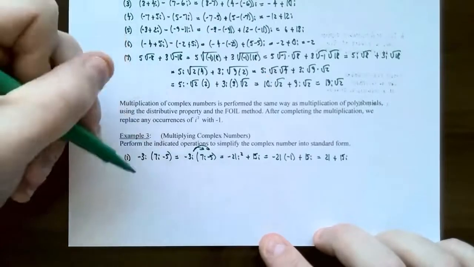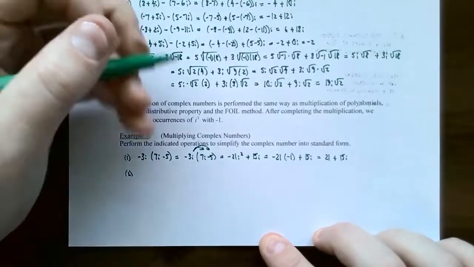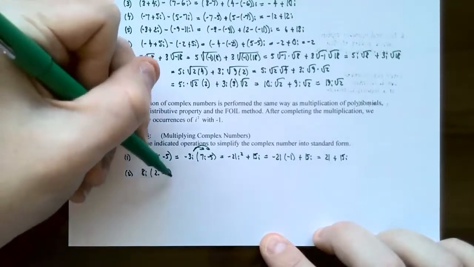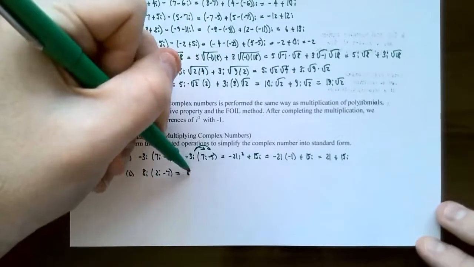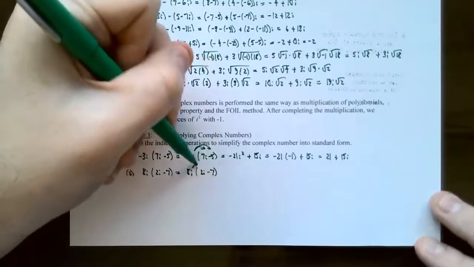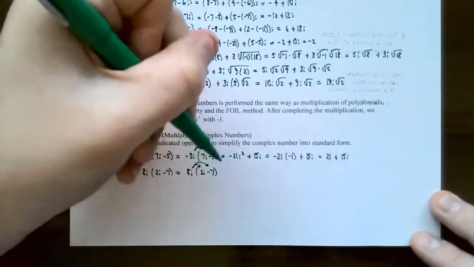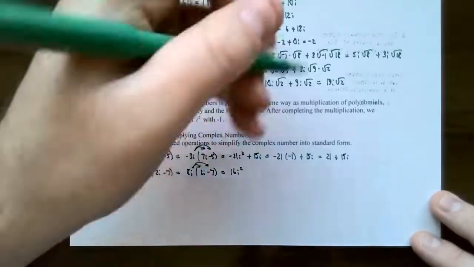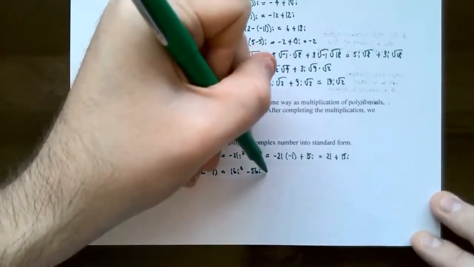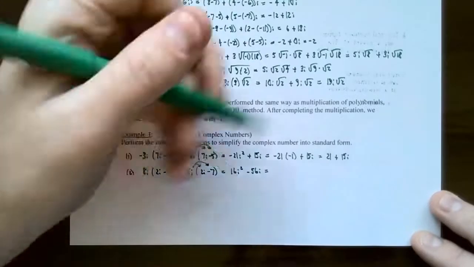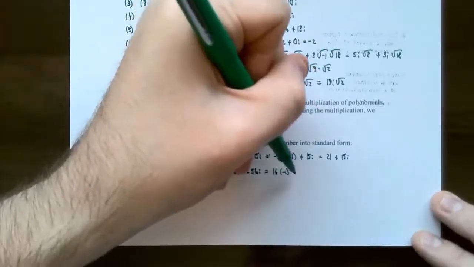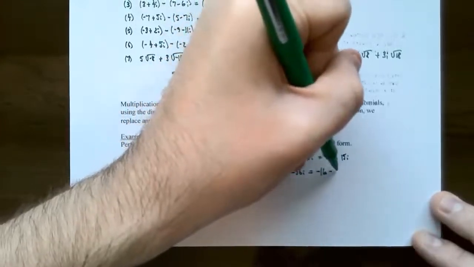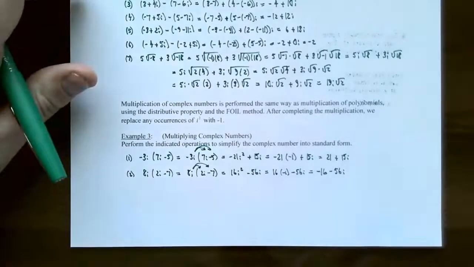Okay, number 2. 8i on the outside times 2i minus 7. So again, use the distributive property to take 8i times each of the terms. So 8i times 2i, 8i times negative 7. So 8i times 2i is 16i squared. 8i times negative 7 is negative 56i. And then i squared becomes negative 1 again. So 16 times negative 1 minus 56i. 16 times negative 1 is negative 16. So negative 16 minus 56i. And now it's in standard form. Number 3.